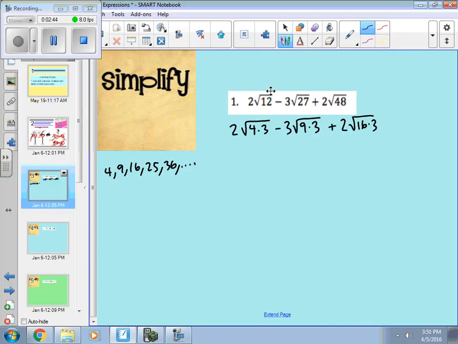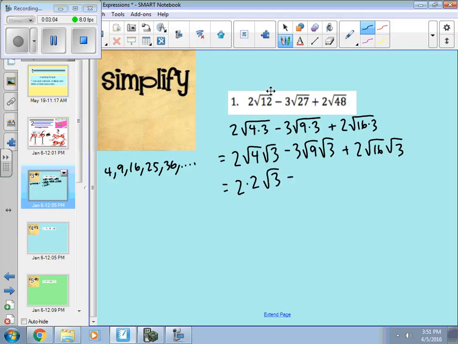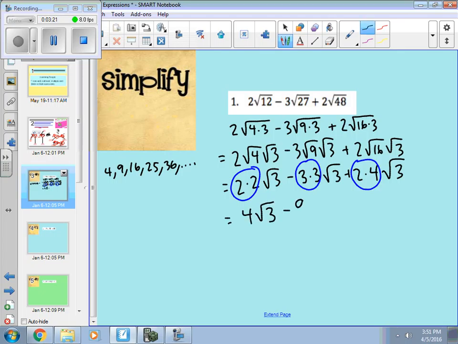So breaking these up into smaller radicals, this would be the same as square root of 4 and square root of 3. Using properties we talked about in the last notes, that'd be square root of 9 and square root of 3. And here, square root of 16 and square root of 3. Then simplify the one you can. So we know square root of 4 simplifies to 2. Square root of 9 simplifies to 3. And square root of 16 simplifies to 4. So now let's multiply these numbers together here in front. Okay, that's just math that you've done before. We get 4 square roots of 3. Here would be 9 square roots of 3 and 8 square roots of 3.